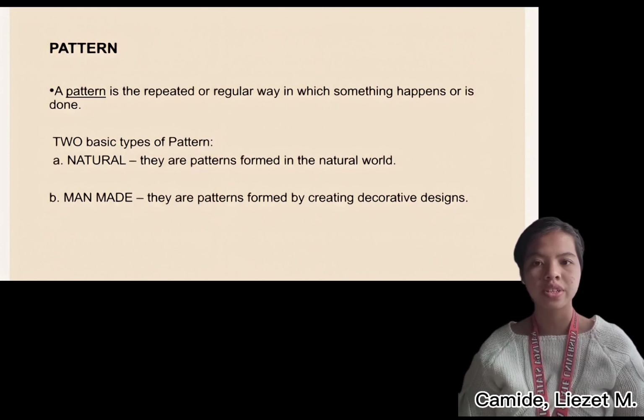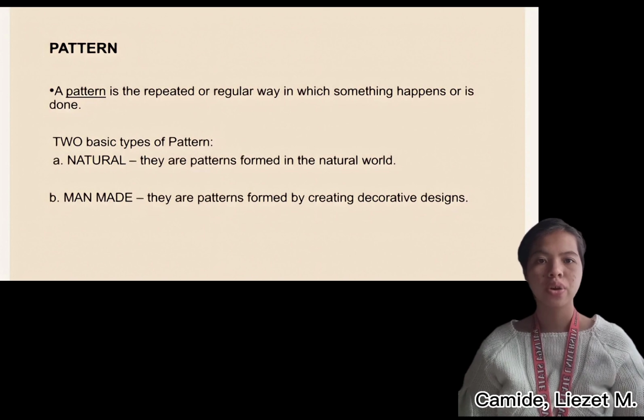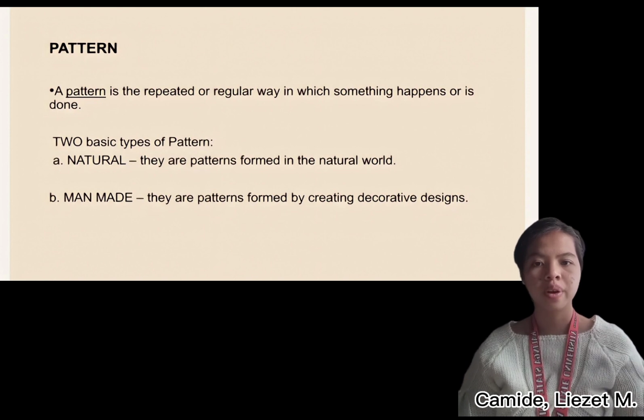A pattern exists when a set of numbers, colors, shapes, or sounds are repeated over and over again. There are two basic types of pattern. The first one is natural. They are patterns formed in the natural world. Number two is the man-made. They are patterns formed by creating decorative designs.